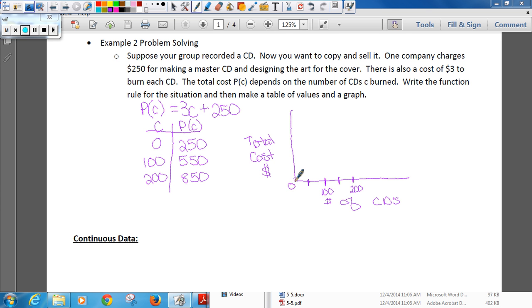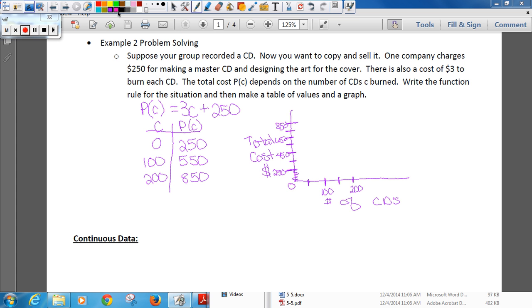So I'm actually going to go by, let's see here. I'm going to start at 250, so I'm going to skip here. So I put the squiggly to signify I skipped part of the graph. And then I'm going to go up by 100. So there's 250, 350, 450, 550, 650, 750, 850.